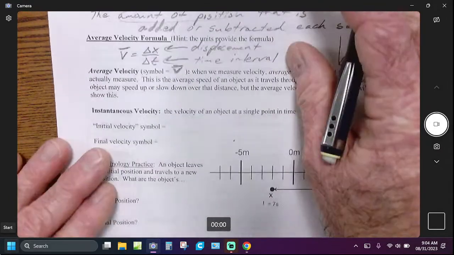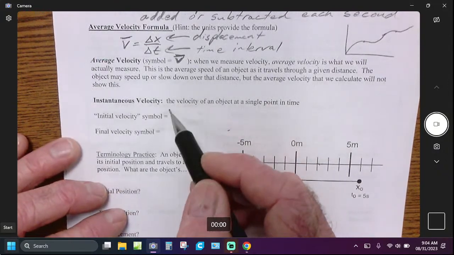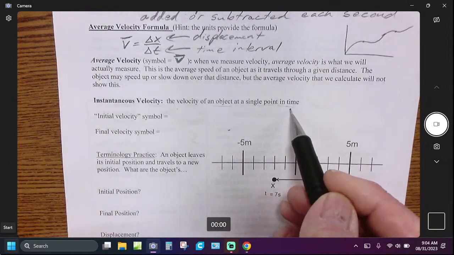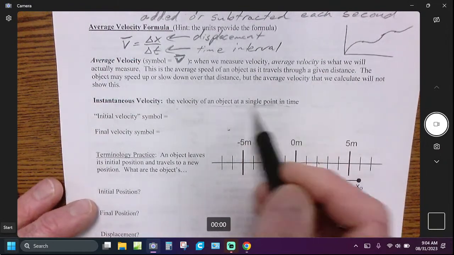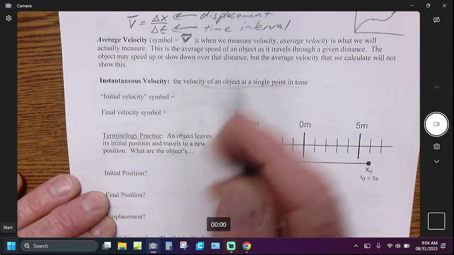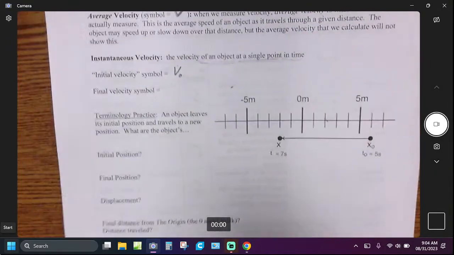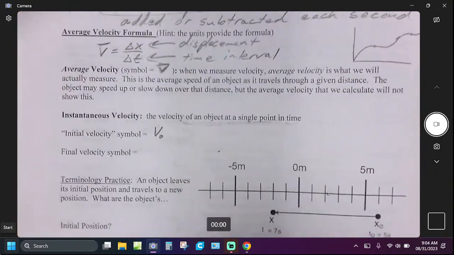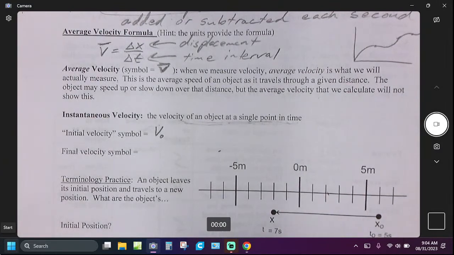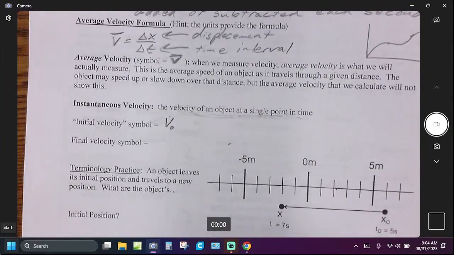So velocities that are measured are always average velocity. Instantaneous velocity, there's such a thing. We'll say, what is the velocity at this point in time, and you can kind of infer it, but you can't really measure it. Initial velocity, the symbol is v0. Now that's the one we use the most, but later on we'll be using maybe vi for initial velocity. Just be flexible with symbols.